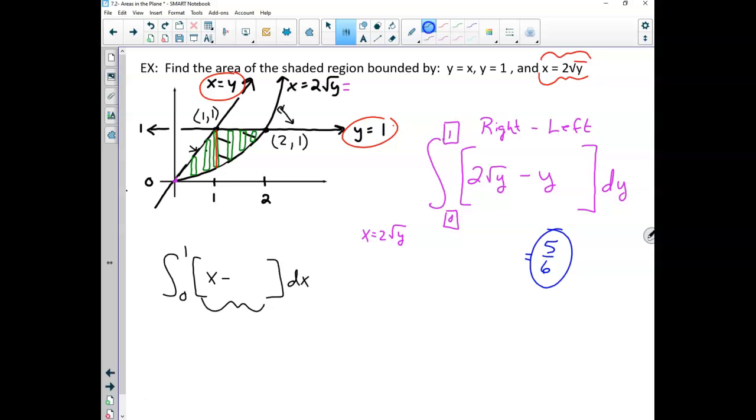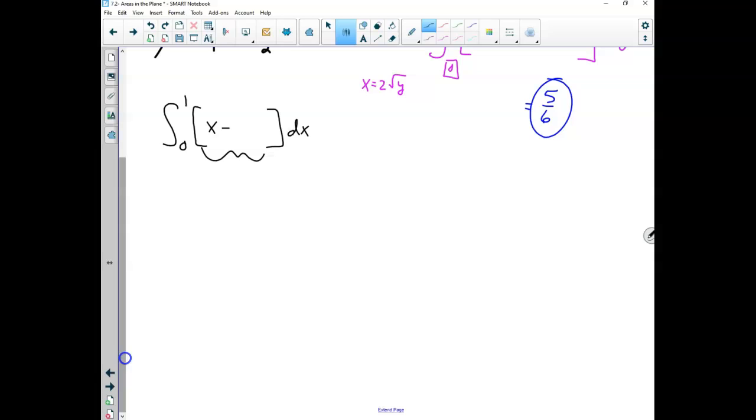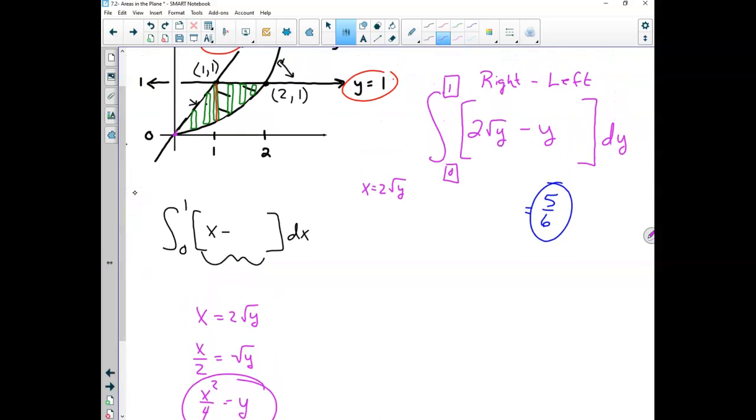So what I'm going to do here really quick, I hope really quick, I'm going to take this x equals 2 square root of y, and we're going to say that's x over 2 equals square root of y, so y is actually going to equal x squared over 4. Okay, so if I redefine that function like that, I could say minus x squared over 4, but that's only giving me this area here.